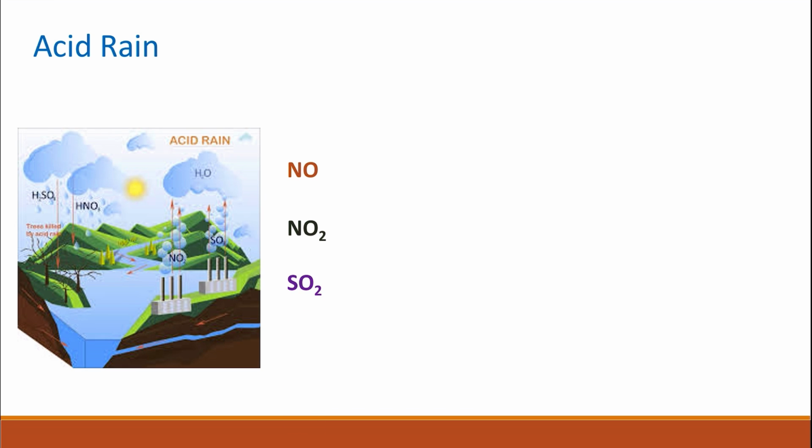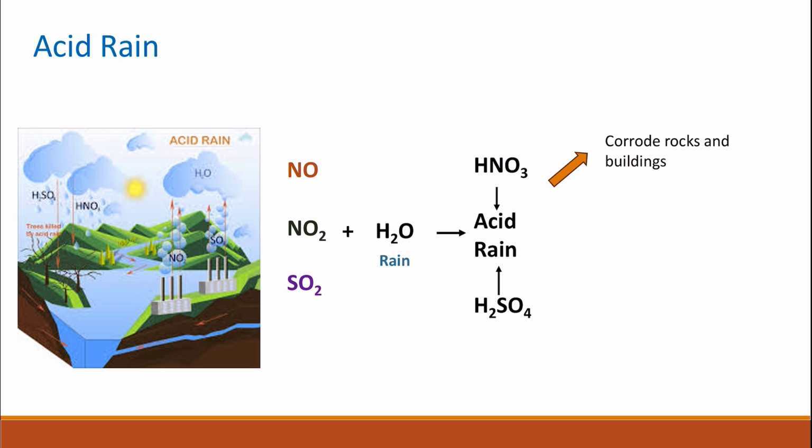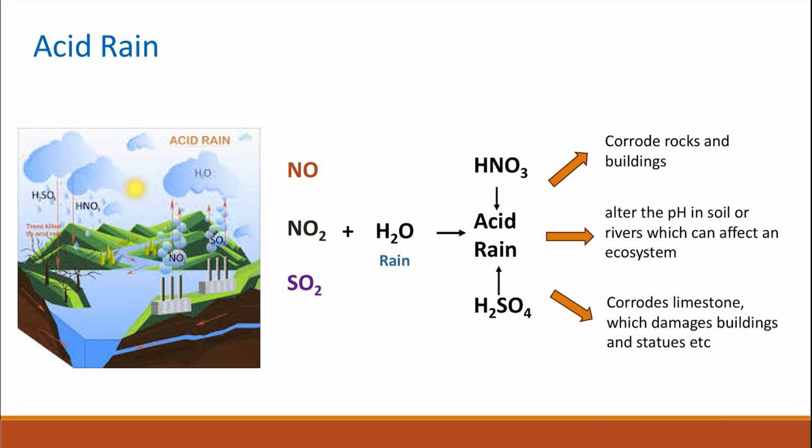All of these will be released into the air, and when there is rain, these oxides will dissolve in the rainwater to give you acids such as nitric acid and sulfuric acid. These acids are the source of acid rain. The problem with acid rain is that it causes corrosion of rocks and buildings. It alters the pH of the soil and rivers, which can affect the ecosystem, and it also corrodes limestone, which damages buildings and statues.